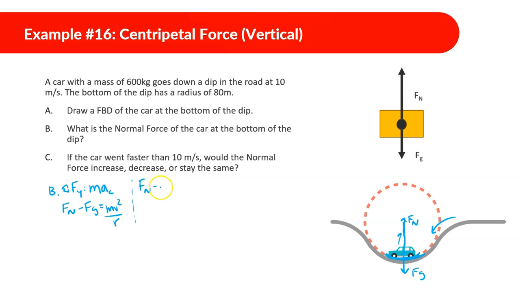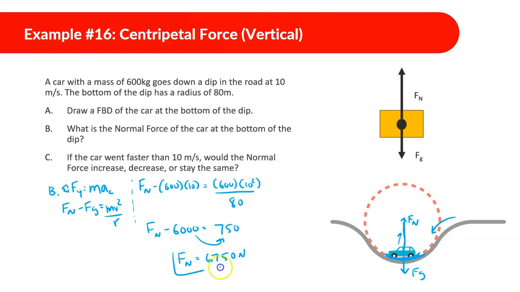Fn minus force of gravity, 600 times 10, is equal to 600 times v squared, which is 10 meters per second, 10 squared, or 100, divided by r, which is 80. Okay, so let's simplify this a bit. Force of gravity is 6,000. And now 10 squared times 600 divided by 80, that's 750. So now I know force normal is going to be, bringing this to the other side, 6,750 newtons. And we can see it is more than force of gravity.